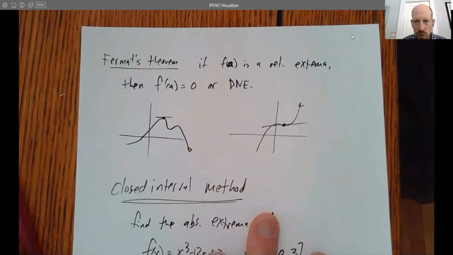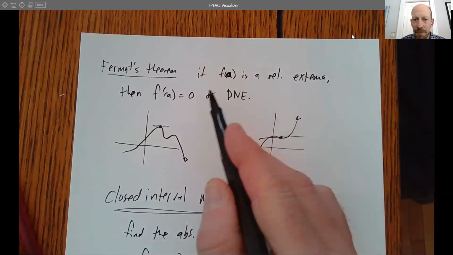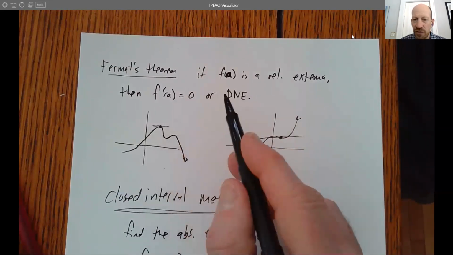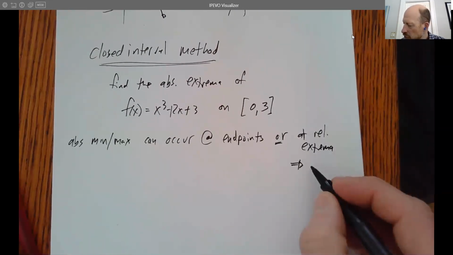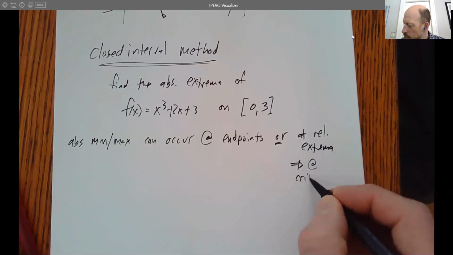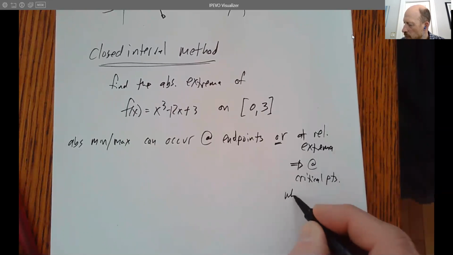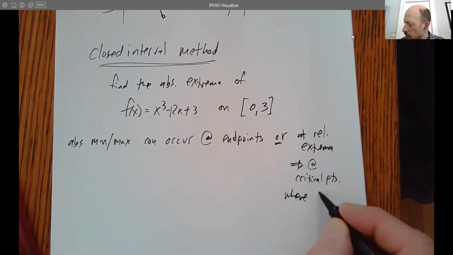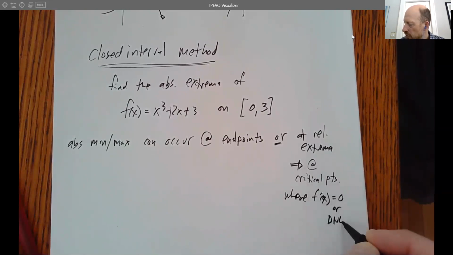But relative extrema only happen where the derivative is zero or does not exist. And those we are going to call critical points. Critical points, where f prime of x equals zero or does not exist.